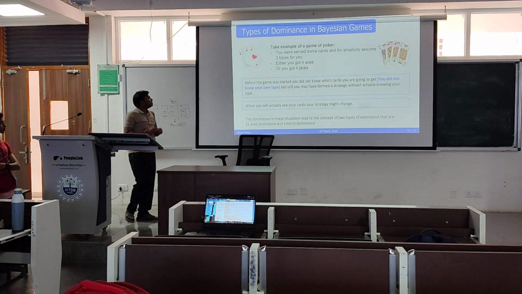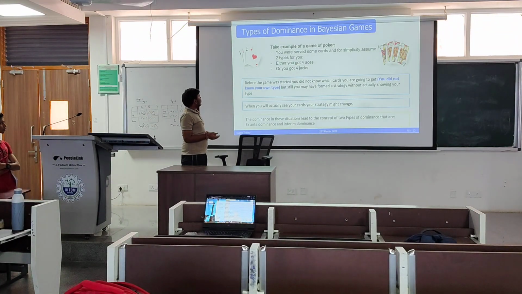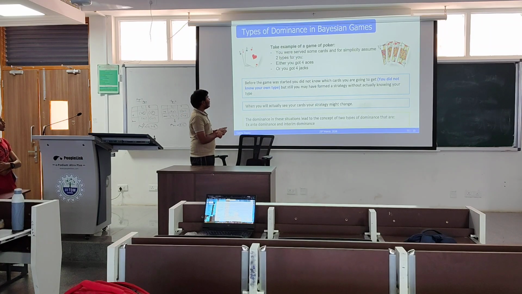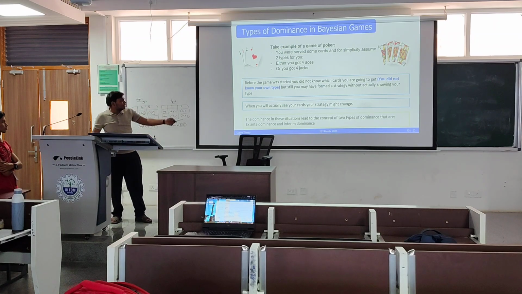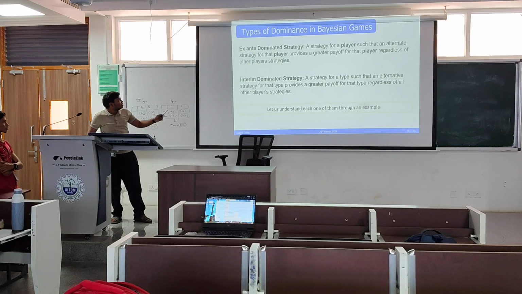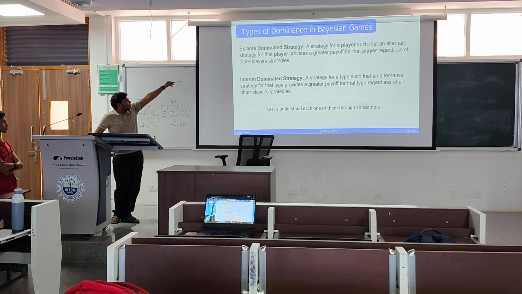So, this is the example of cards. Before the game started, you did not know which cards you were going to get. You did not know your own type. But still you may have formed your strategy without actually knowing your cards. And this is an ex-ante dominated strategy, and when you actually see your cards, your strategy might change. Okay. And this concept leads to two types of dominance, ex-ante and interim dominance. So this is the definition of ex-ante and interim dominated strategy.